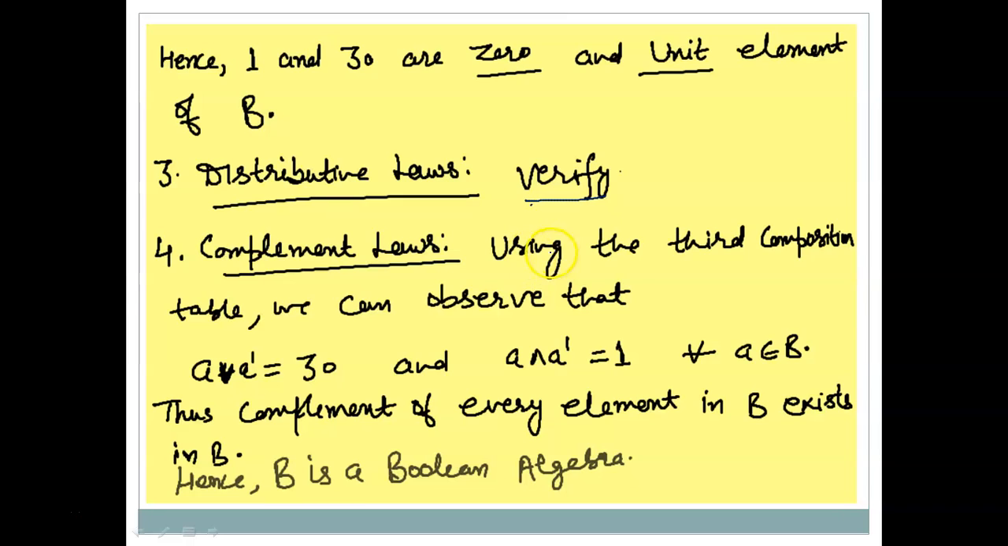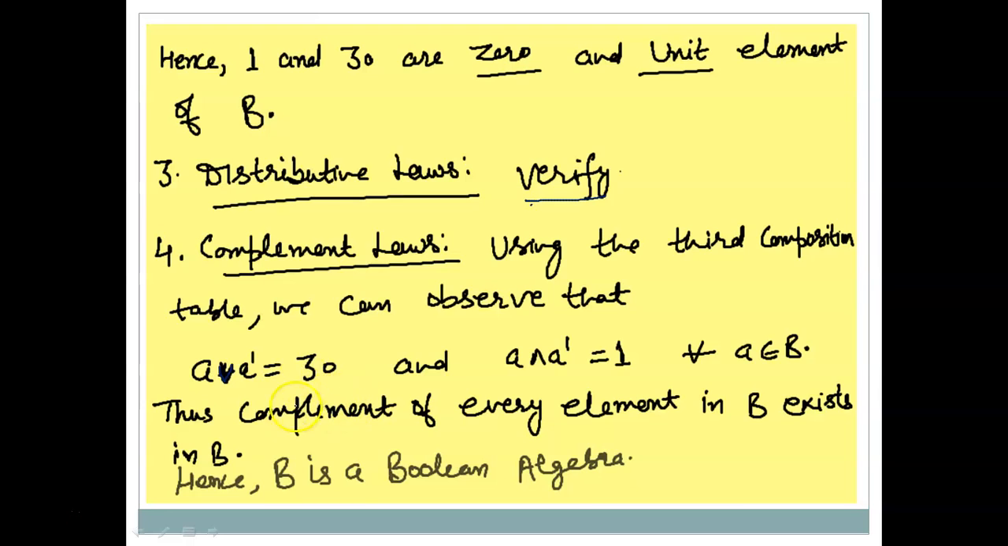And complement laws, from the third table, you can easily observe that A join A dash is equal to 30, and A meet A dash will be 1 for all A belongs to B. Thus, the complement of every element in B exists in B. Hence, all the properties of Boolean algebra are satisfied over here. So that is why this B is a Boolean algebra.